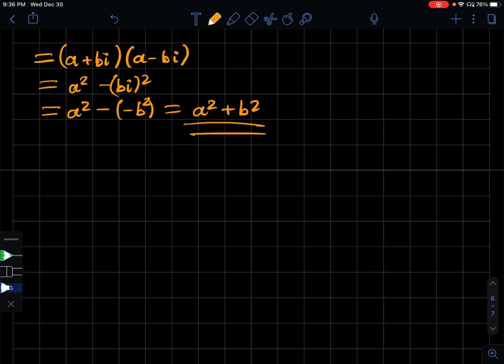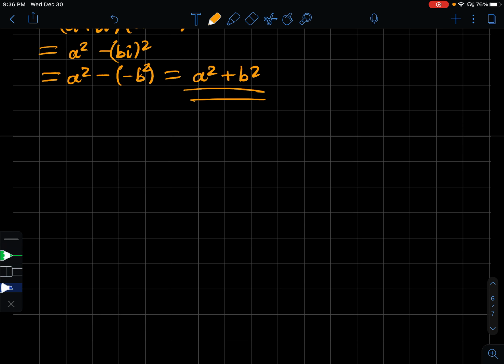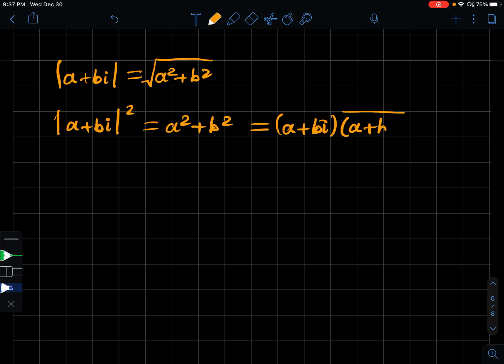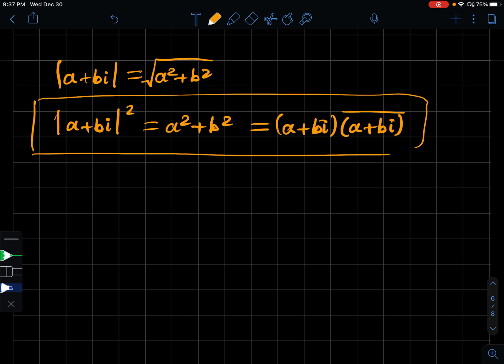Now this looks really familiar. We found that the magnitude of complex number a plus bi is equal to square root of that value we just found. So if we square both sides, then you'll get the magnitude of a plus bi squared is equal to a squared plus b squared. And this is equal to a plus bi times the conjugate of a plus bi. This is a really important identity to remember.